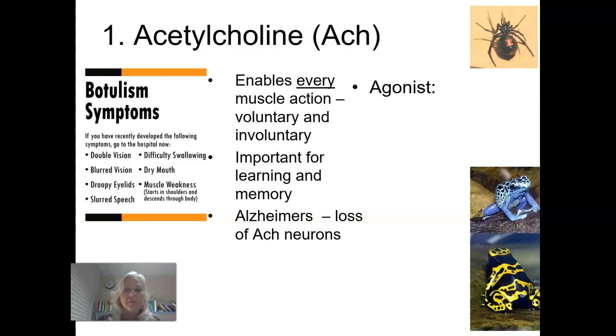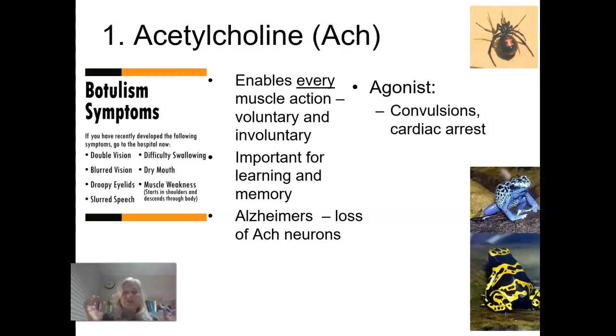So it enables every muscle action, voluntary and involuntary. An agonist potentially is going to cause convulsions or even cardiac arrest. And what cardiac arrest is, normally your heart pumps, pumps, pumps, pumps. But if you have too much of an agonist for acetylcholine, like caffeine is an agonist for acetylcholine. So my coffee was an agonist for acetylcholine. But let's say you have one of those power drinks, okay?